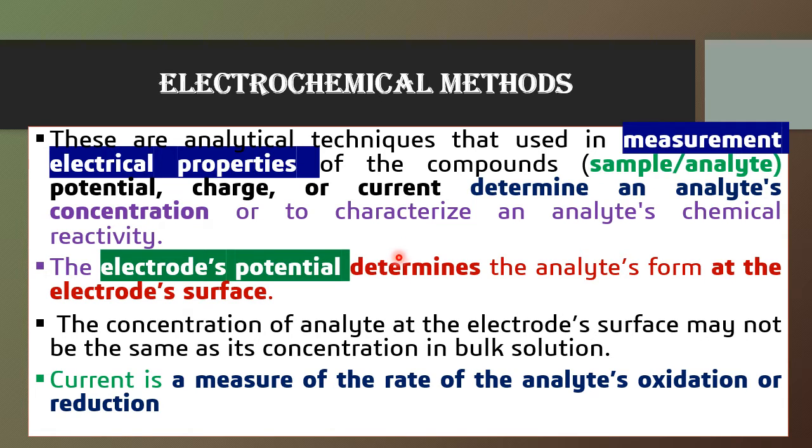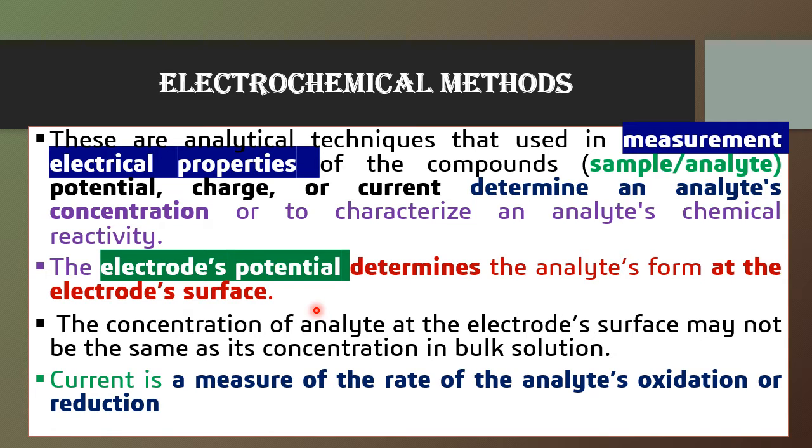So in this way we can also determine the electrode potential of our cell, that is the electrochemical cell, and the electrode potential is also useful in determining the analyte or sample concentration that is being formed at the electrode surface, that is basically the reduced or oxidized form of our sample.